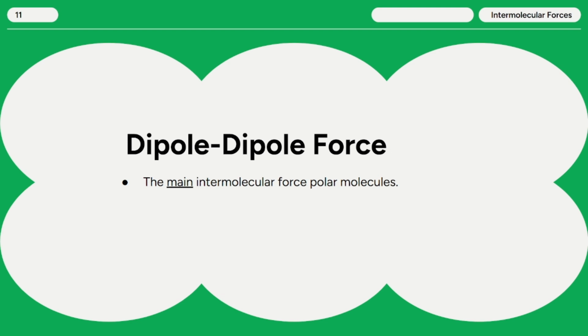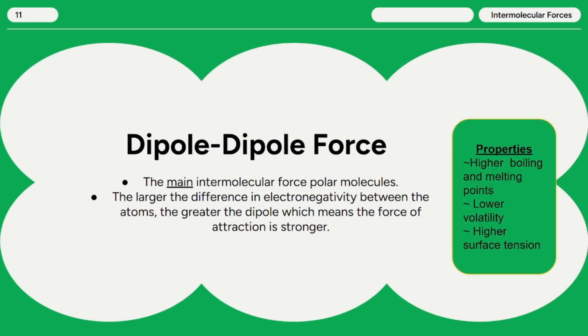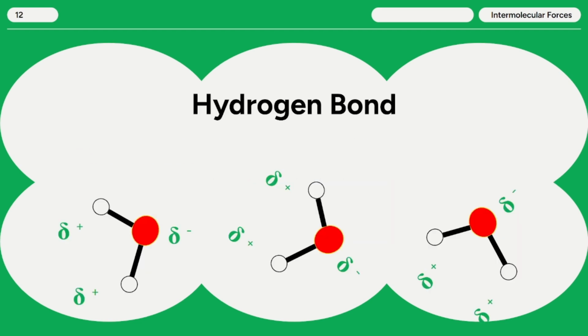This is the main intermolecular force in polar molecules. The larger the difference in electronegativity between the atoms, the greater the dipole, which means that the force of attraction would be greater. So when we think of the two atoms that are on either side of the bond, if the difference between those two atoms is large, it is going to have a larger dipole-dipole attraction. Molecules that experience dipole-dipole force will have higher boiling and melting points than those with London dispersion forces. They are lower in volatility, and they have slightly higher surface tension.